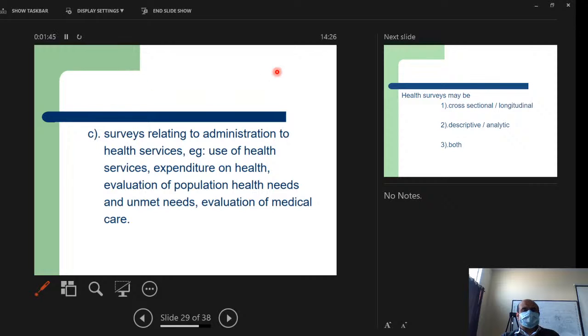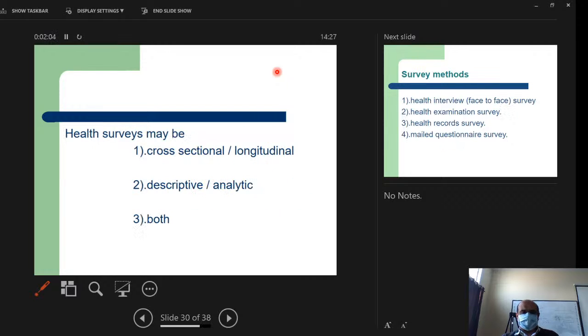Okay. The surveys relating to administration of health services are, for example, use of health services, expenditure on health, evaluation of population health needs and unmet needs, and evaluation of medical care. The health survey may be cross-sectional or longitudinal. It may be descriptive or analytic, or it may be both.